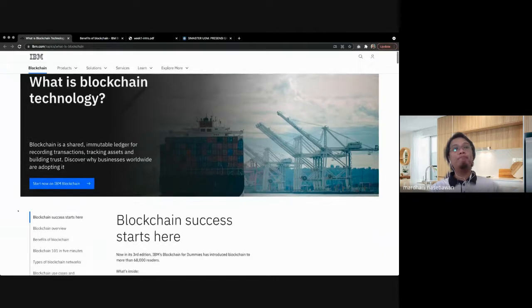Because the perspective that they bring to us to learn about blockchain is the landscape in the industry landscapes. Yeah, that's my point, that I very much enjoy learning the blockchain with this from the IBM.